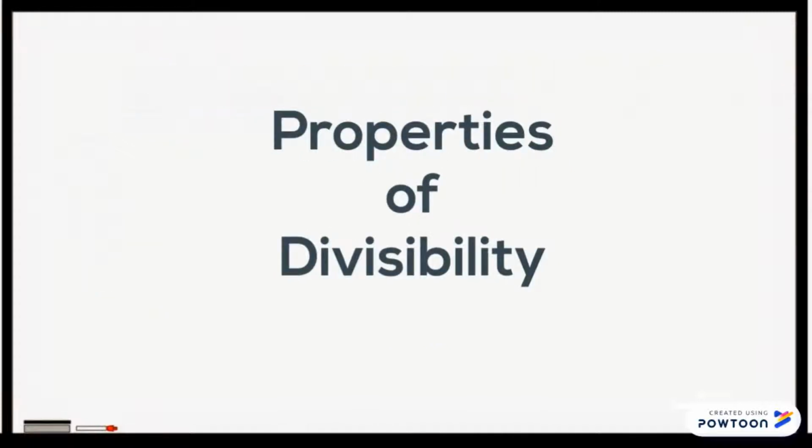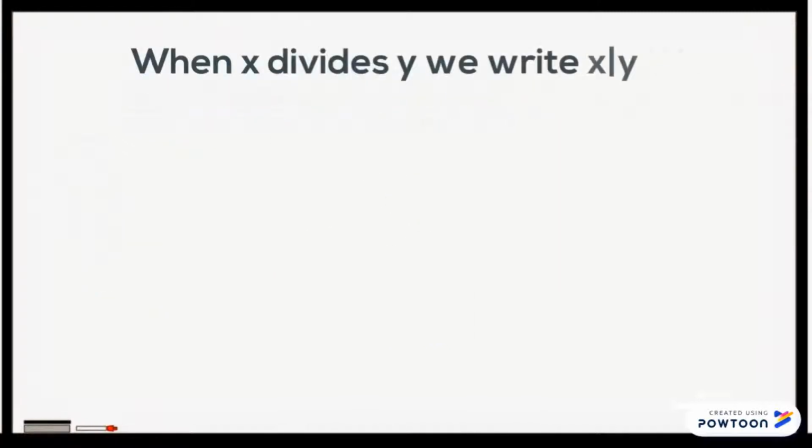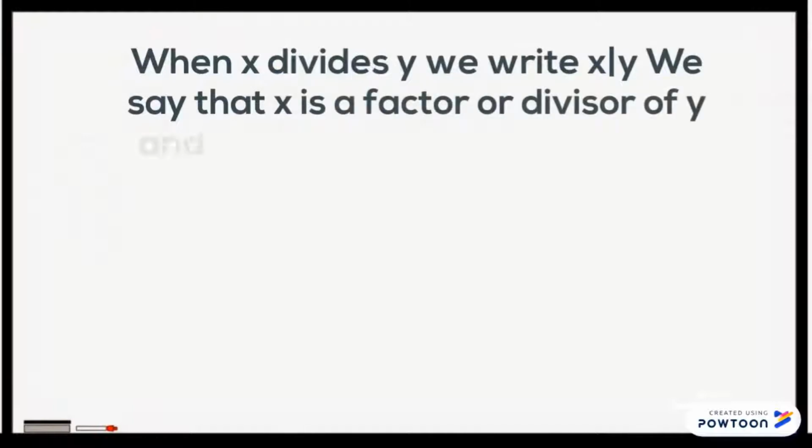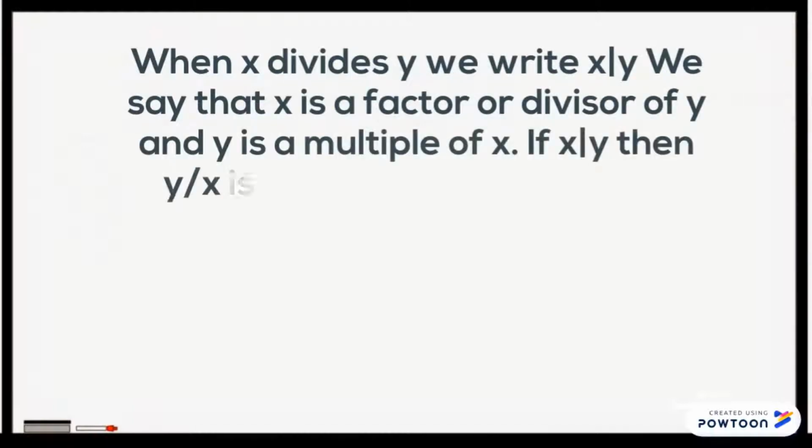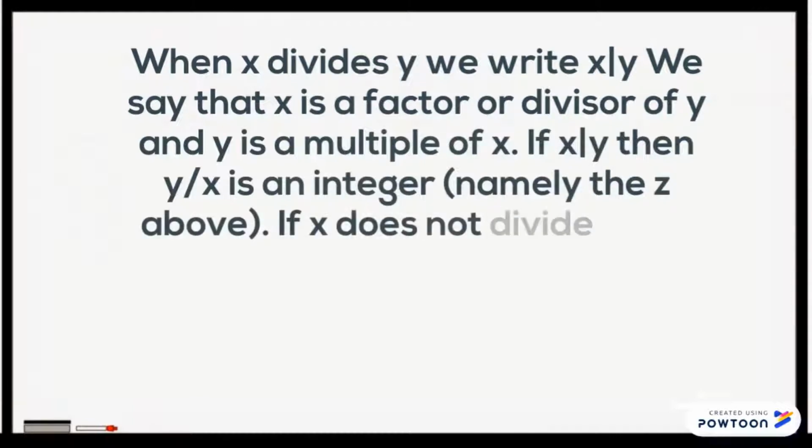Properties of divisibility. When x divides y, we write x | y. We say that x is a factor or divisor of y and y is a multiple of x. If x divides y, then y over x is an integer, namely the z above. If x does not divide y, we write x ∤ y.